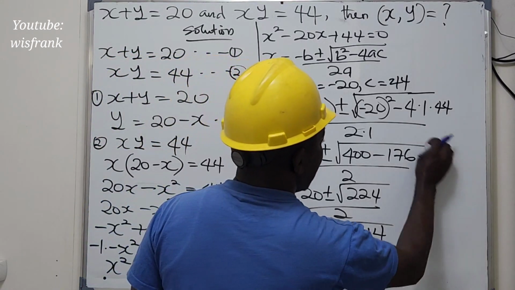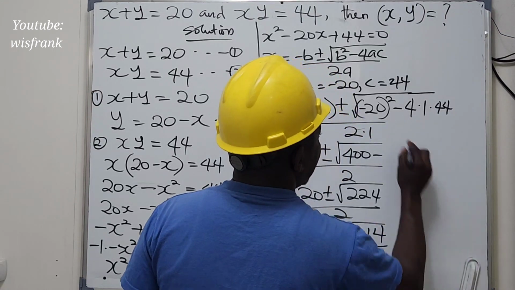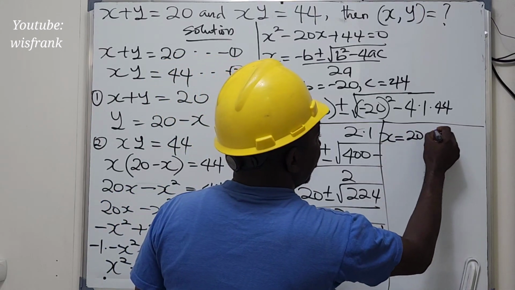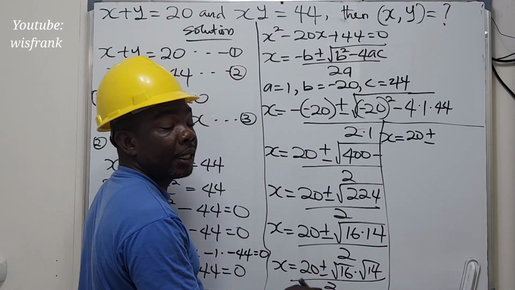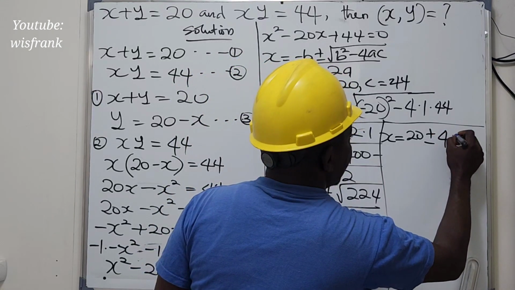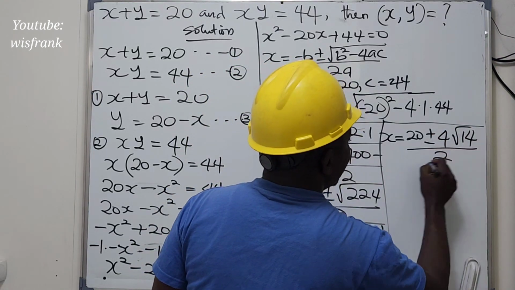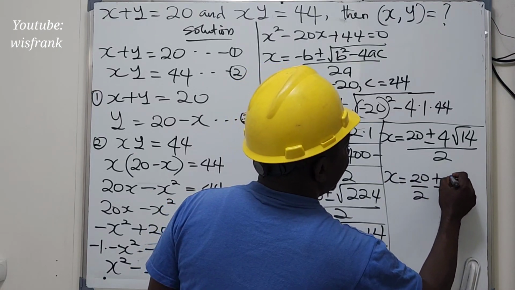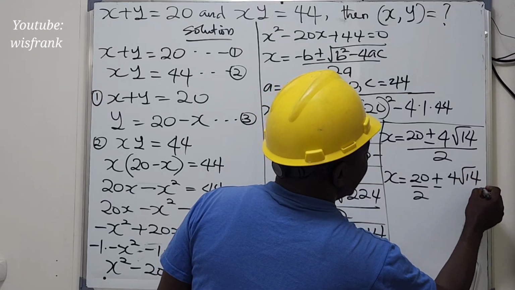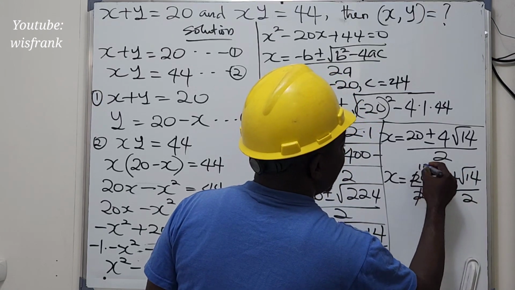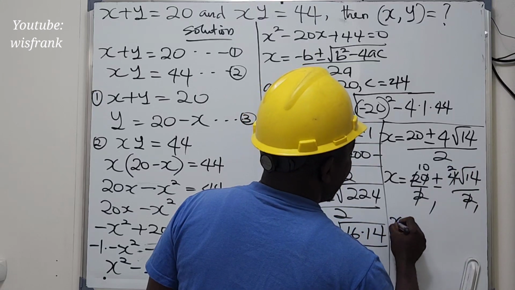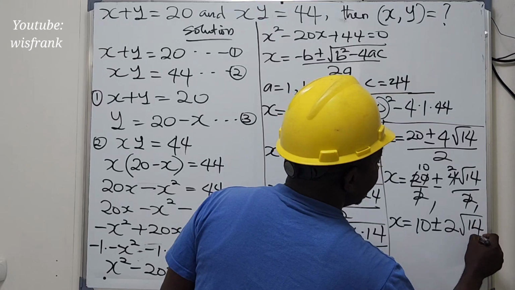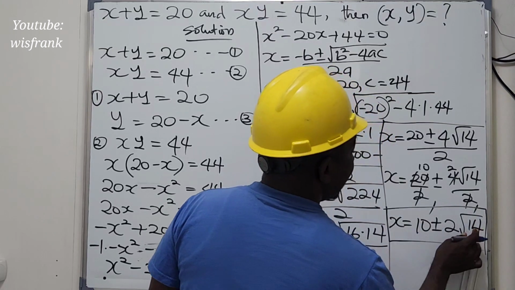Let's find the value of x from here. So we have our value of x equals 20 plus or minus square root of 16, the same thing as 4, times square root of 14 all over 2. In this case, we can separate this: 20 all over 2 plus or minus 4 root 14 all over 2. 2 cancels here and 2 cancels here, 10. 2 cancels here and 2 cancels here, 2. So we have a value of x equals 10 plus or minus 2 root 14. So this is the value of x that we have.